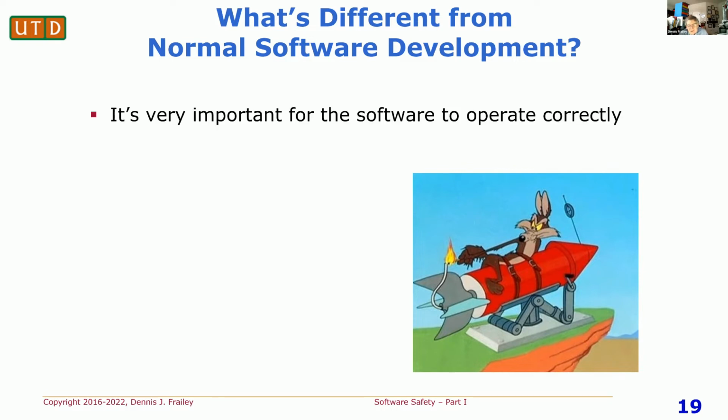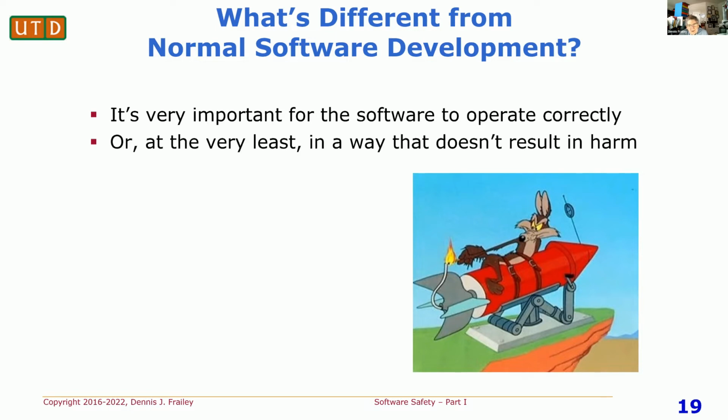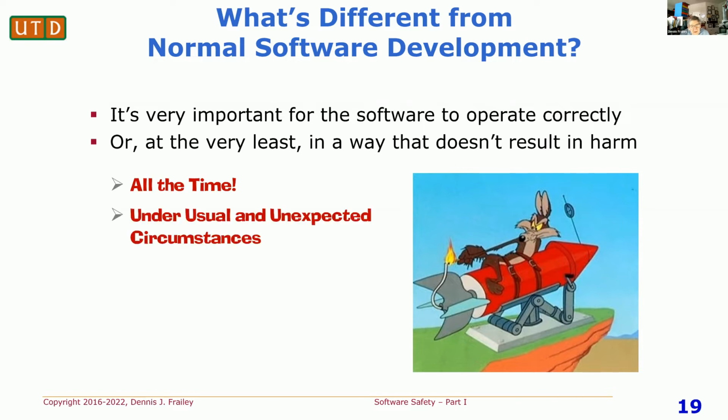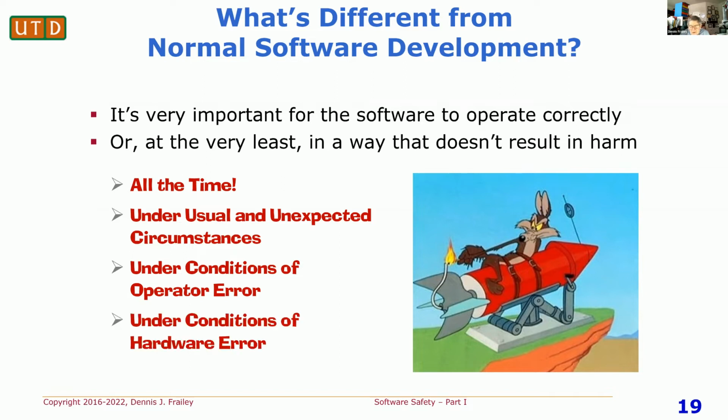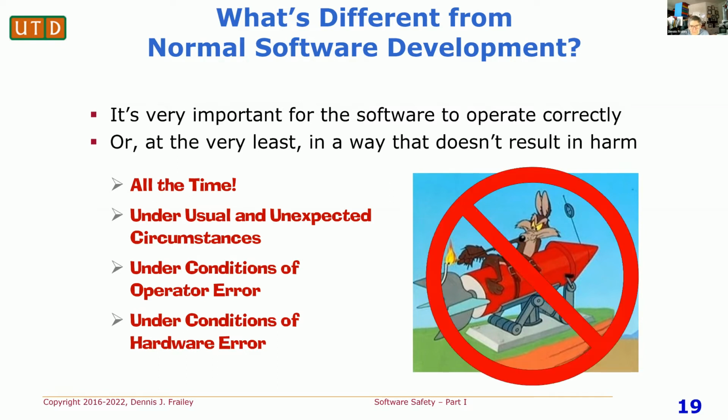You can't do that sort of thing with safety critical software. It's really vital for the software to operate correctly, or at the very least, in a manner that won't do any harm if something goes wrong. It has to do this all the time under unexpected circumstances, under conditions of operator error, and under conditions of hardware error. So you can get pretty complicated there. You can't do it in the simplistic way that you may be able to get away with if you're just putting a video game on a smartphone.